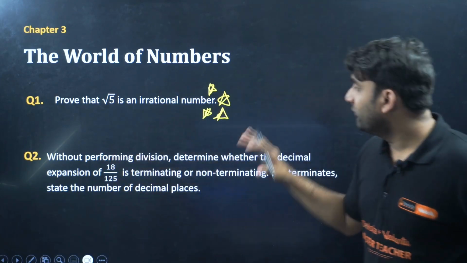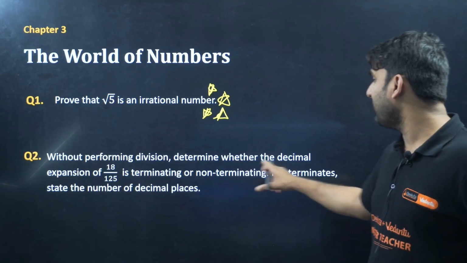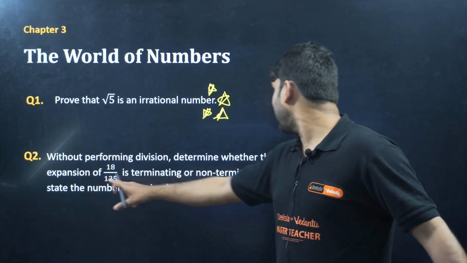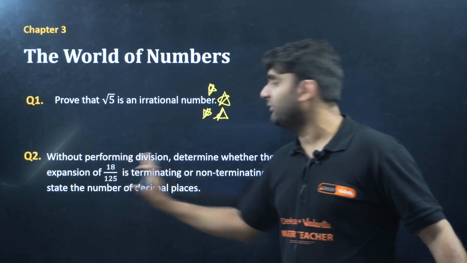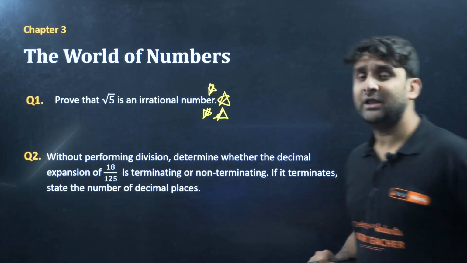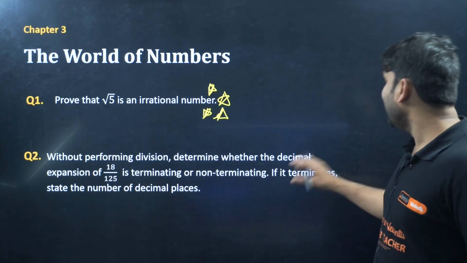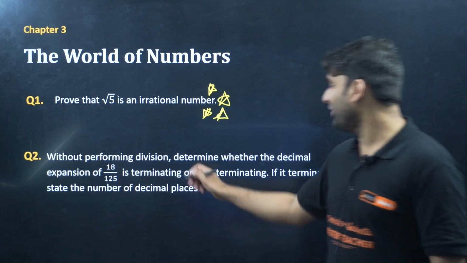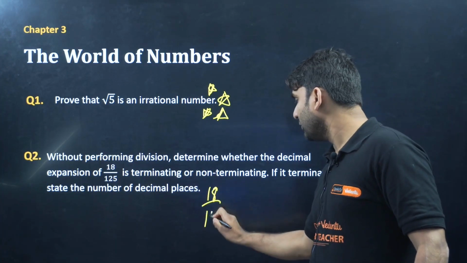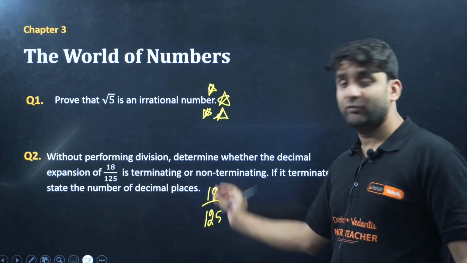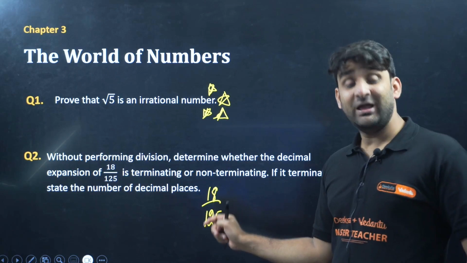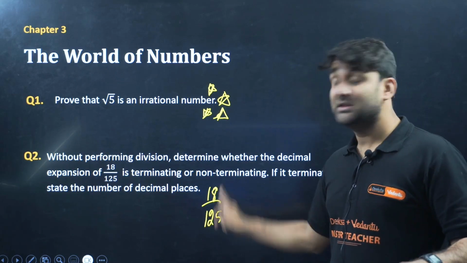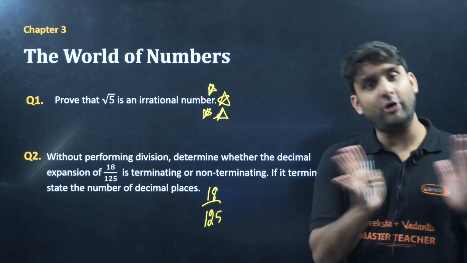Question number 2. Without performing division, determine whether the decimal expansion of 18 by 125 is terminating or non-terminating. If it terminates, state the number of decimal places. So you have a fraction given to you, and without performing division, we have to identify whether the given fraction is terminating or non-terminating.